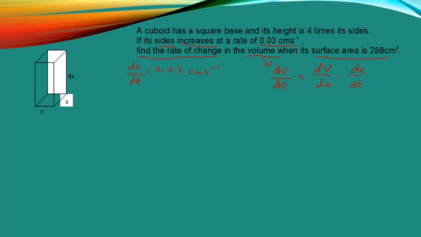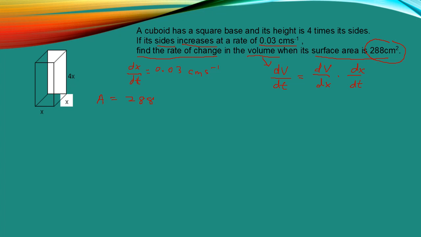The surface area is 288 cm square. So we can formulate a formula for surface area. Surface area for this cuboid is equal to 288. So we need to create a surface area for the cuboid.